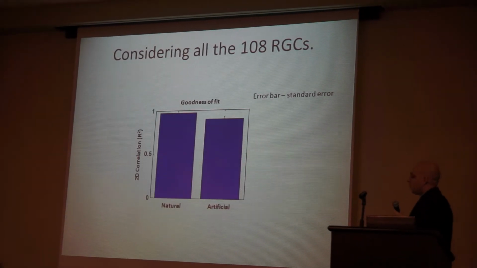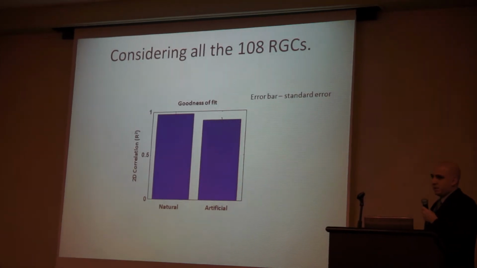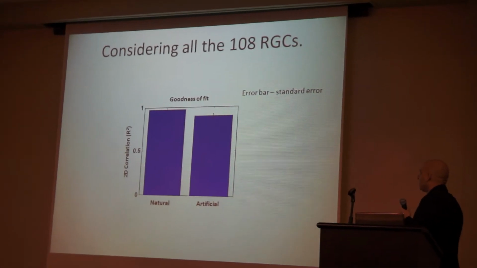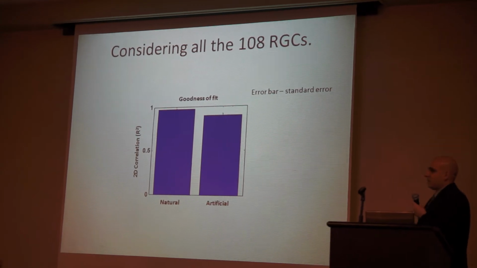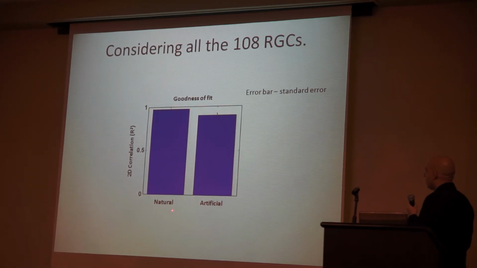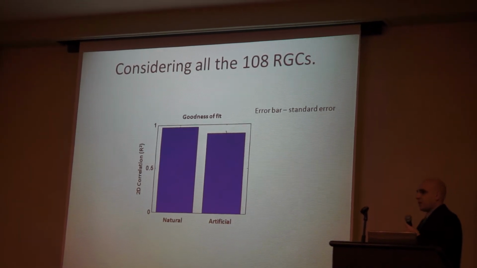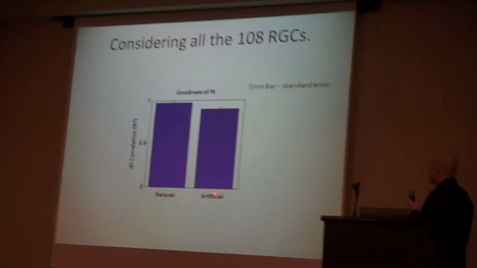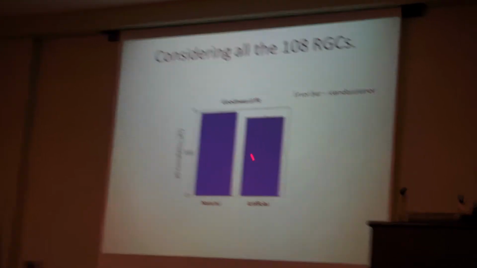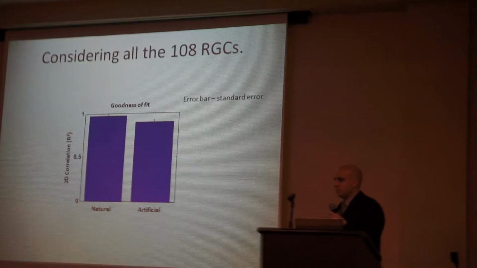Now, looking at all the 108 RGCs I recorded from, we got an excellent quantitative correlation of 0.97 when we use natural images and 0.89 when I use artificial images.